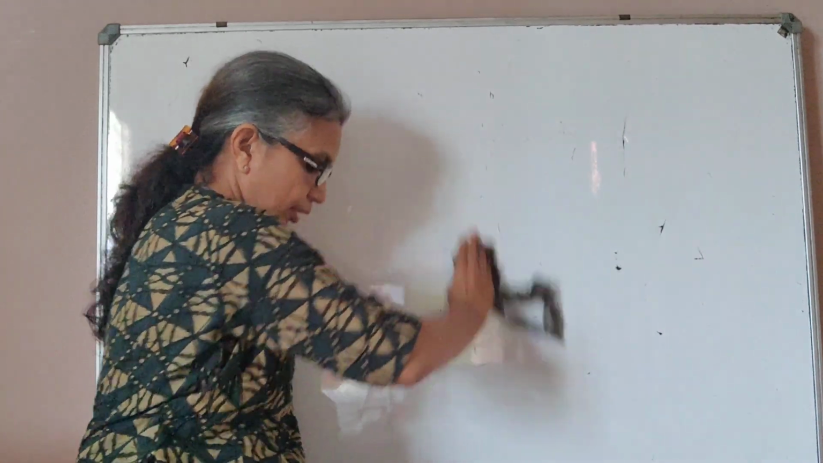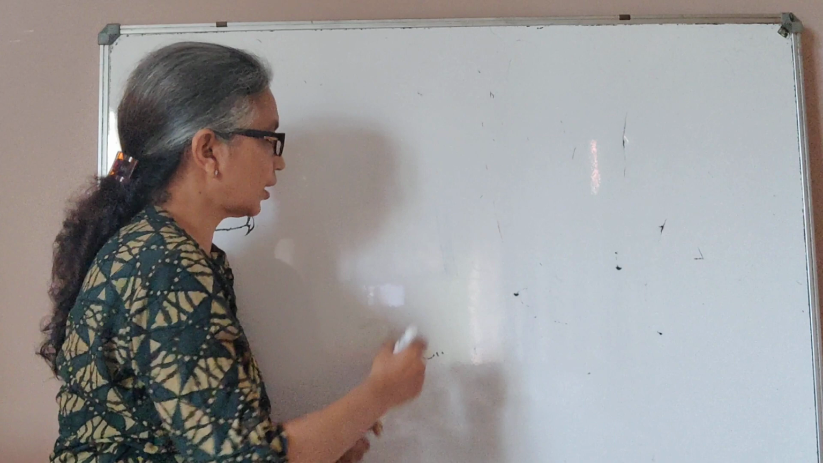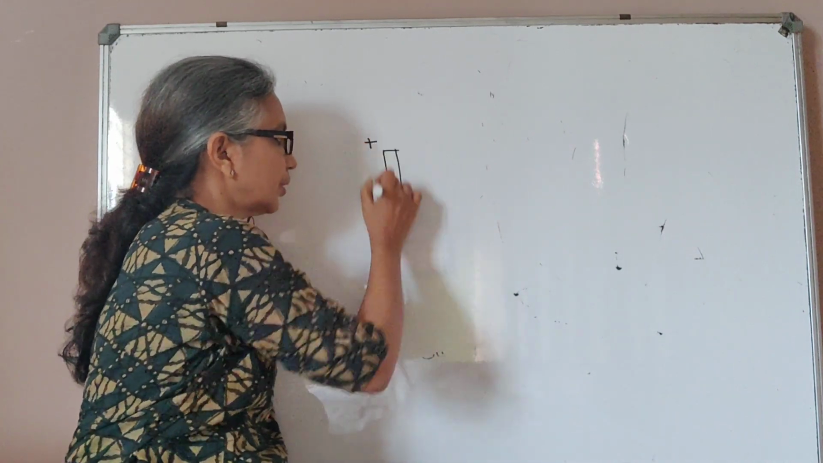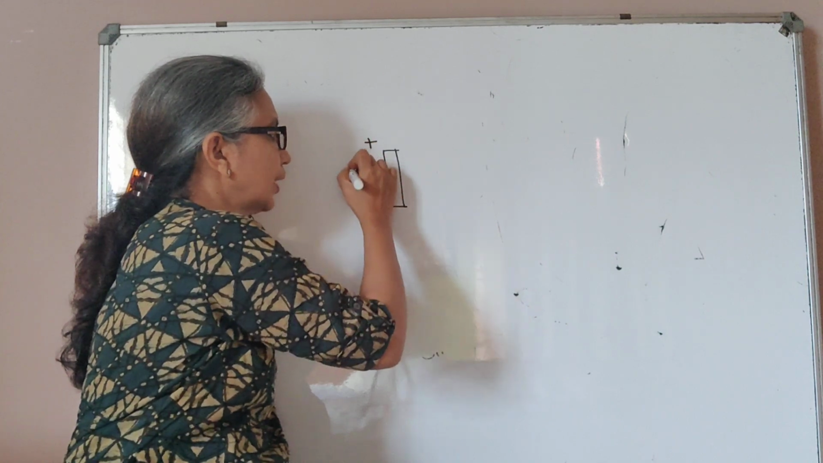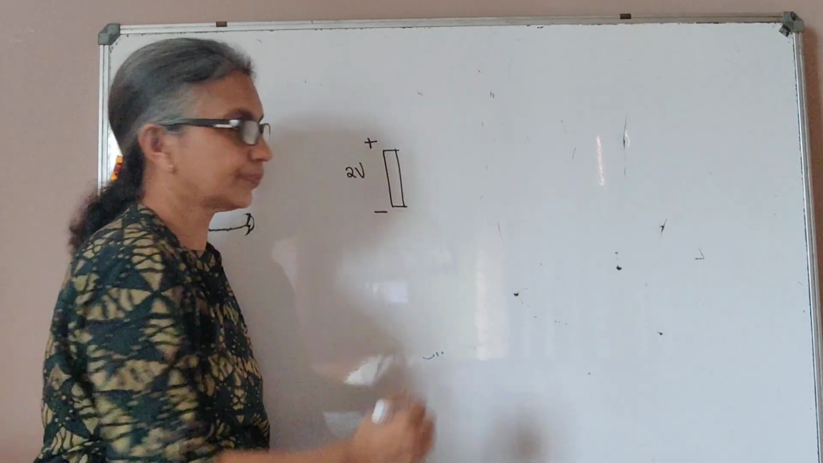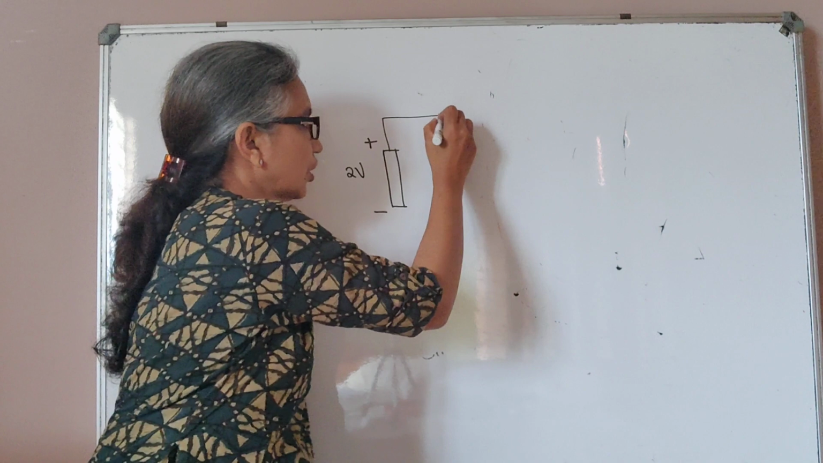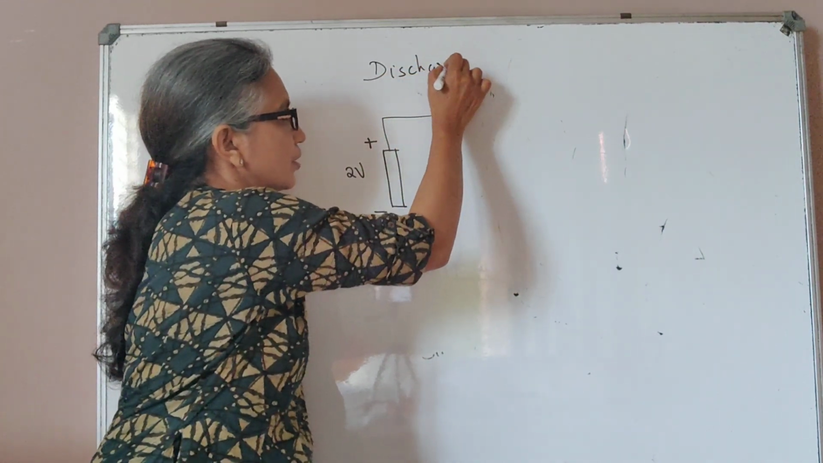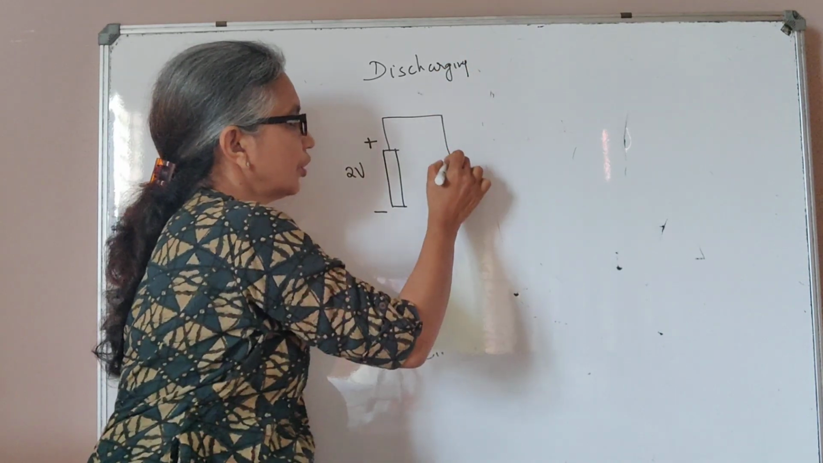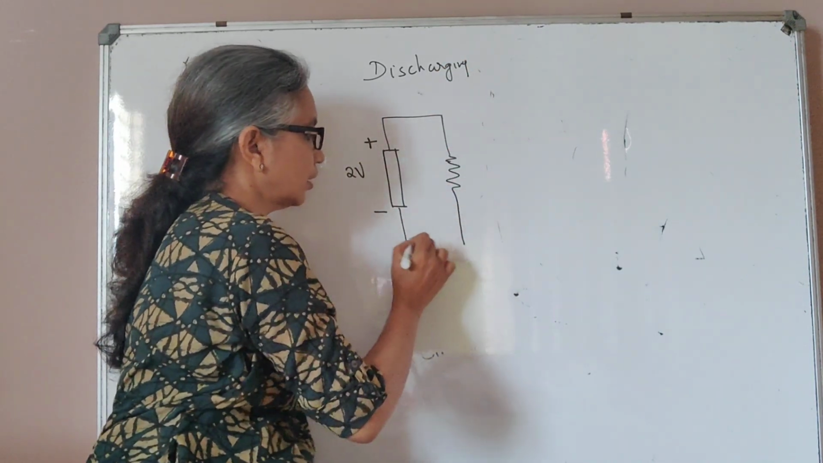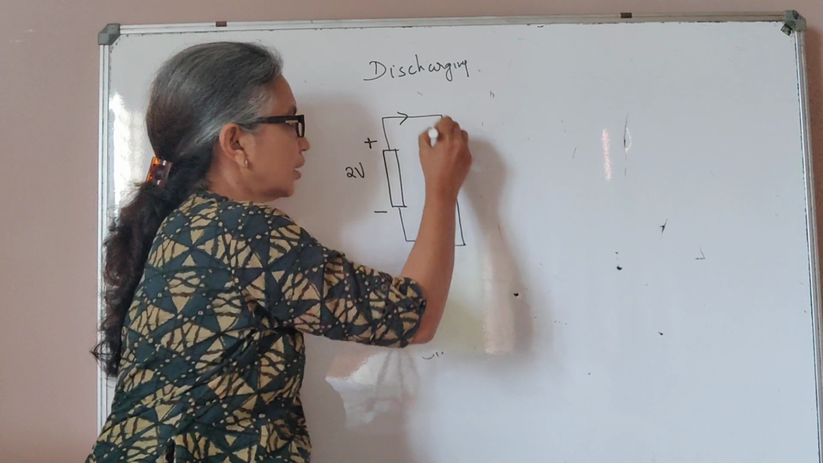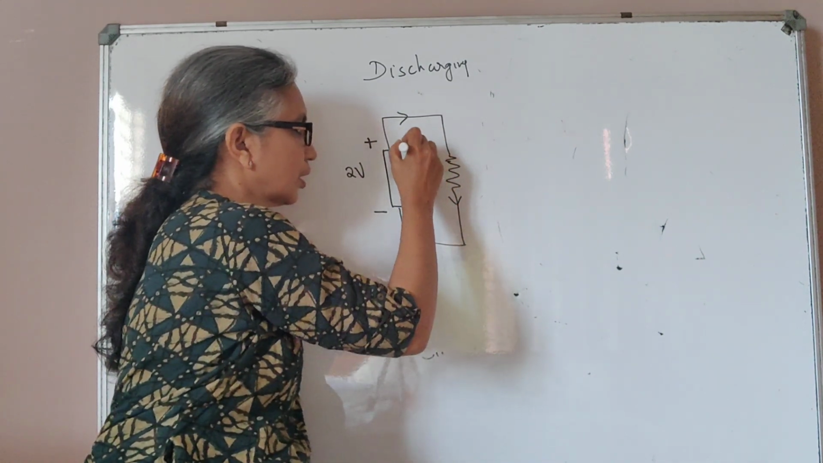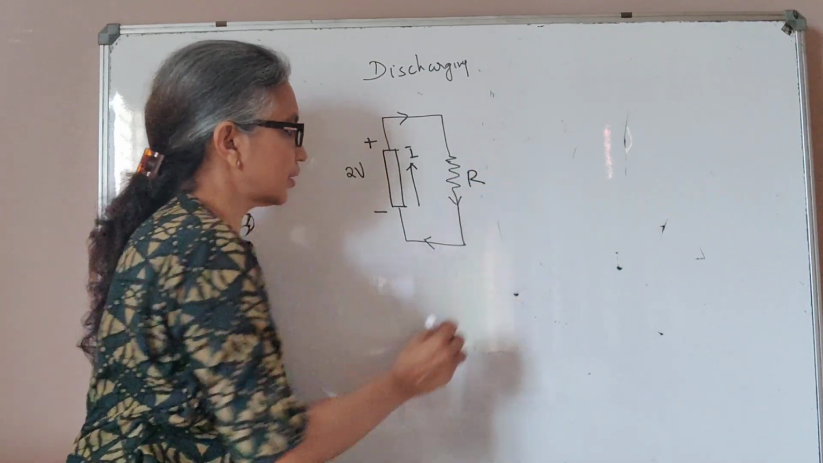So suppose, let's say for example, the cell that you were using, the one that I showed you, this is a positive terminal, this is a negative terminal, and let's say this was a 2-volt battery. And while discharging, we have an external resistor through which there is a current flowing like this. This was the direction of current and this was your resistance.